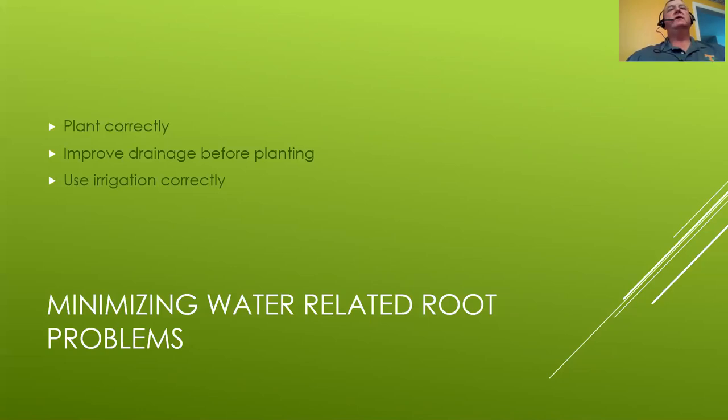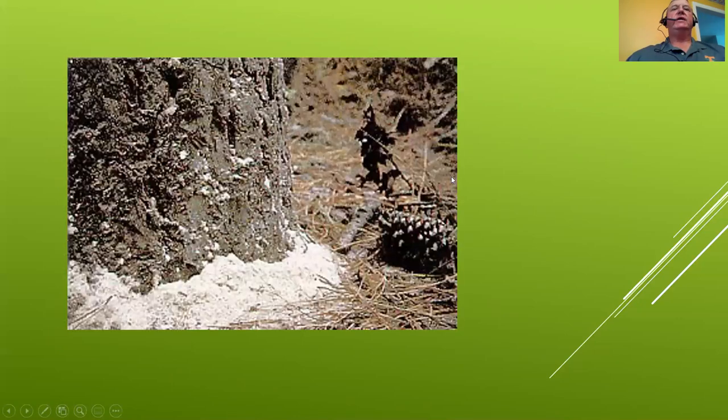And then if you're using irrigation, use it correctly. You know, soil can only take in and percolate so much water through it, and you can't just automatically say this irrigation system needs to run for 20 minutes three times a week. You've got to figure that out a little bit. How fast does the water drain through the soil? So the irrigation has to be used correctly or it's of no value to you.